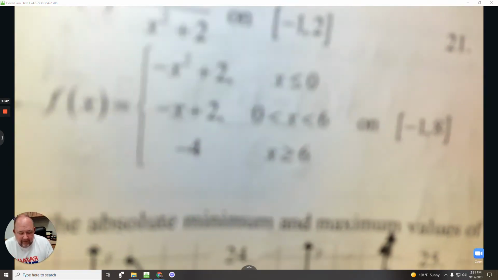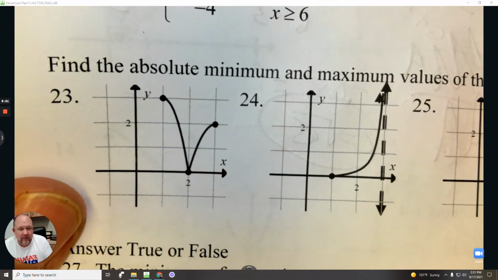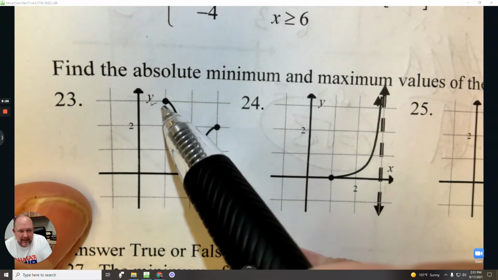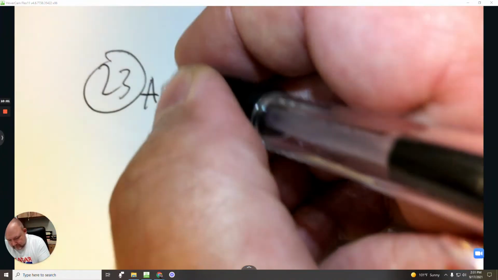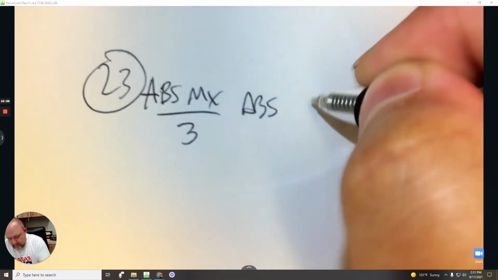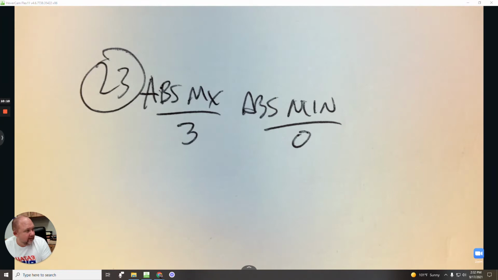All right, 23. We're done with those kind of questions. Find the absolute minimum and maximum values of the functions graphed here. So the absolute minimum here is 0 and absolute maximum is 3, just looking off the graph.